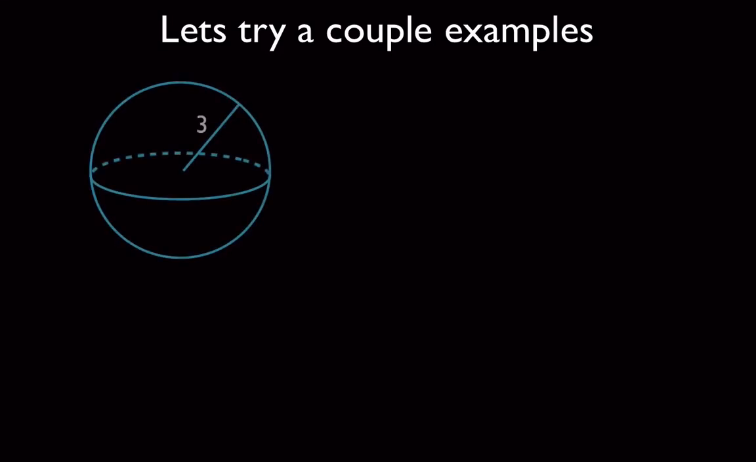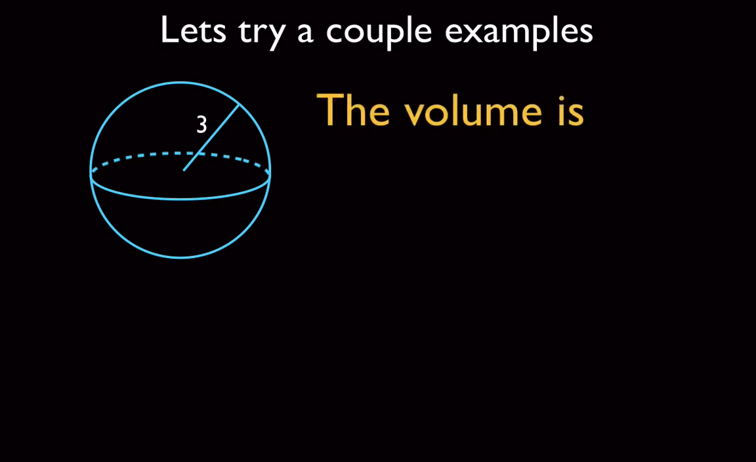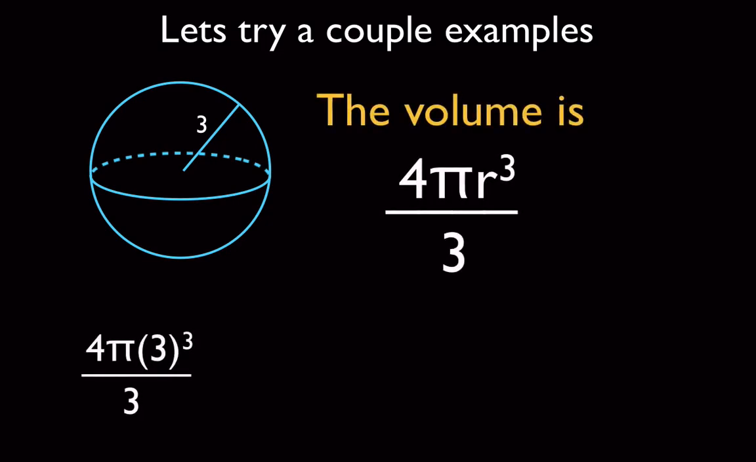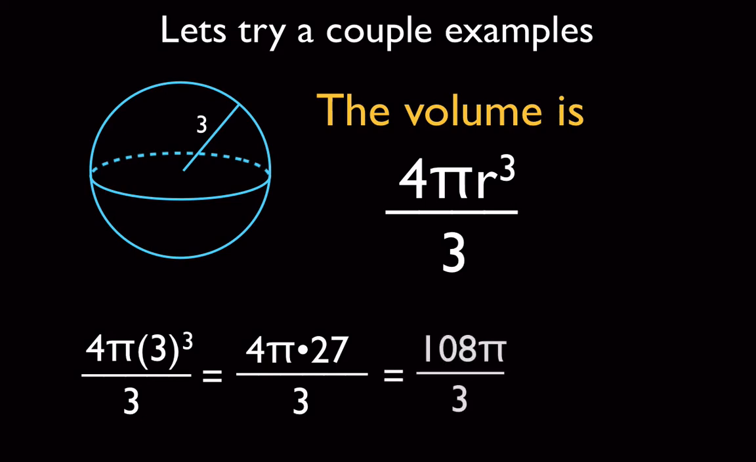Okay, so go ahead and try the second example here. See if you can get the whole thing done. Okay, so we're going to use our formula again. 4 pi r cubed divided by 3. 3 times 3 times 3 is 27. And 4 times 27 is 108. 108 divided by 3 gives us 36 pi units cubed.